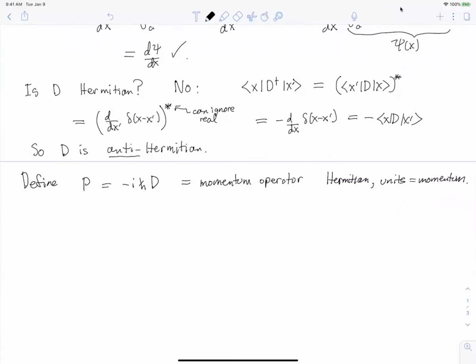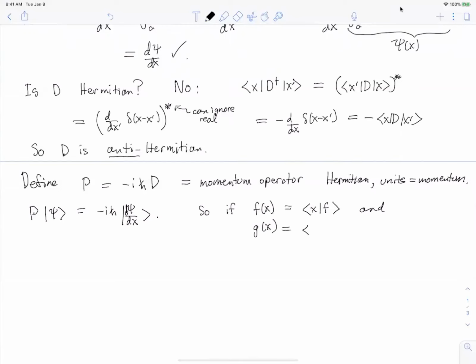Okay, so now if I act with this P on a ket psi, that's equal to minus i h bar times the ket that I would get by taking the derivative of the wave function and finding the associated ket. Okay, so that's how it acts. And so if I have a function f of x, which is a wave function, and another wave function, g of x, I could have called these psi1 and psi2, it doesn't matter. Try to mix up notation here and there just for fun.